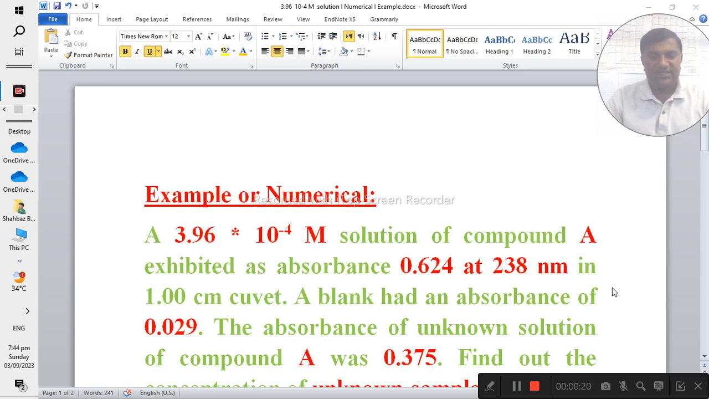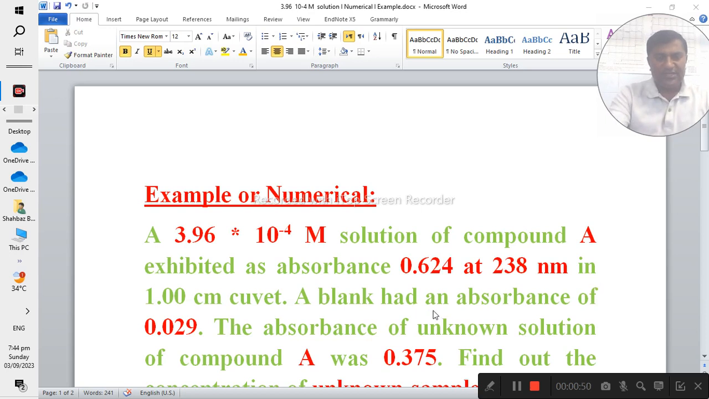Today I would like to share knowledge about a numerical which is related to researchers who are working on the spectrophotometer and trying to find out the absorbance of different chemicals or different ingredients. This is the numerical and it is very important. And how can you find out the absorbance?